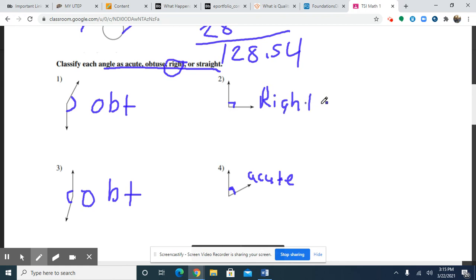Now, the only thing that we don't have an example of is a straight angle, but a straight angle is literally a straight line where you can draw this angle, and this is exactly 180 degrees.